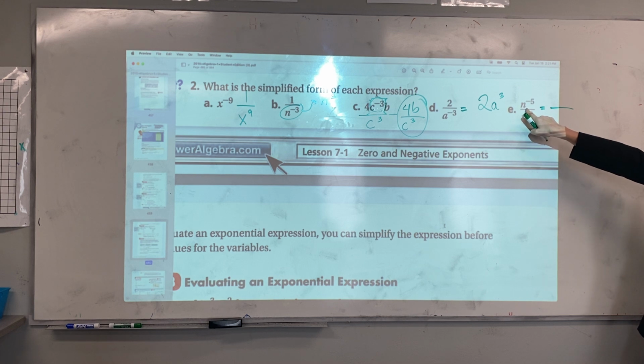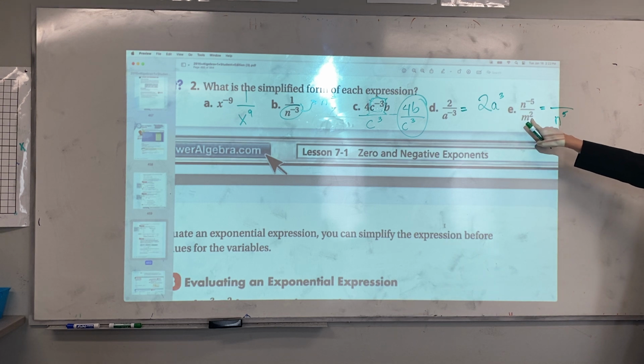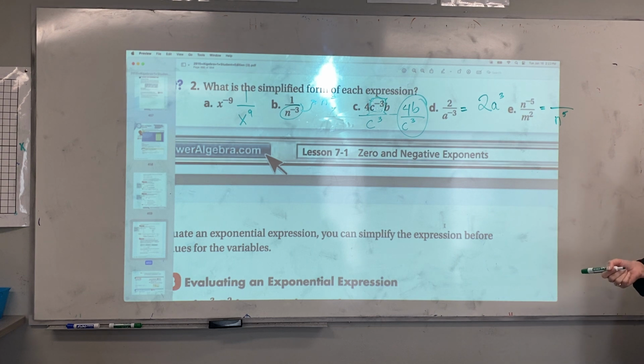Does this stay or go? It goes. Okay. So now it can be positive, right? Does this stay or go? It goes. Where? Upstairs. Why is it moving? But it's m to the positive 2. A positive exponent is good. It stays where it is. M squared, there's nothing negative about it.